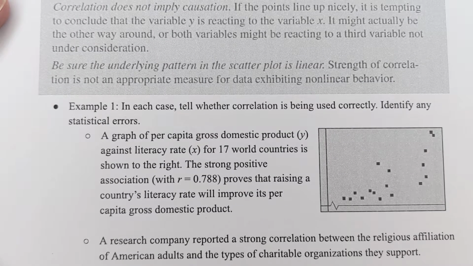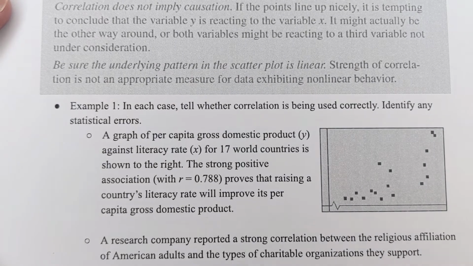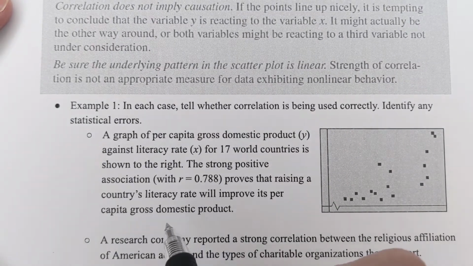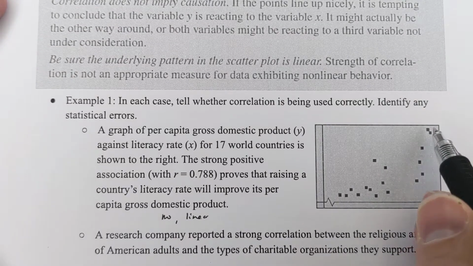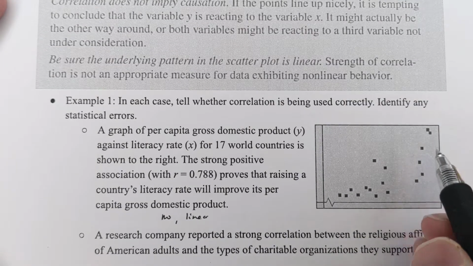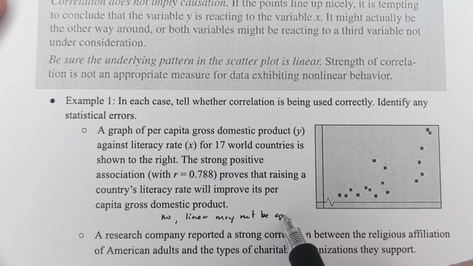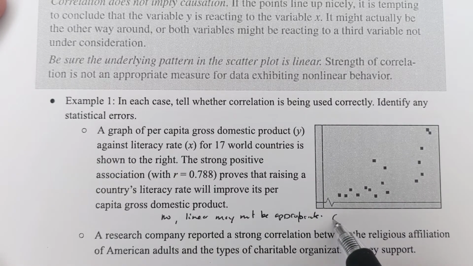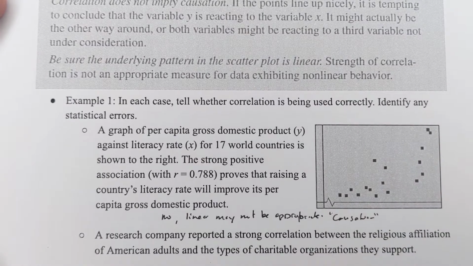So in this case, not necessarily, so we'll say no. First of all, linear might not be the best, because the data are relatively flat and then climb relatively sharply, so an exponential function might be better. So linear may not be appropriate. And causation is questionable. We don't know that literacy causes per capita income growth.